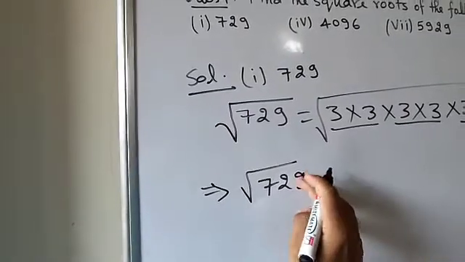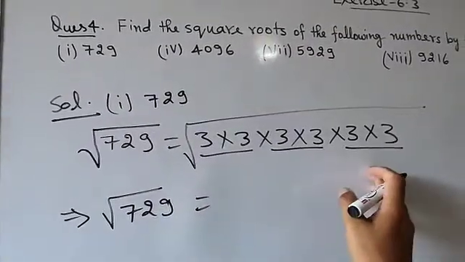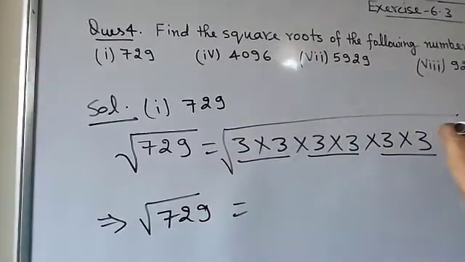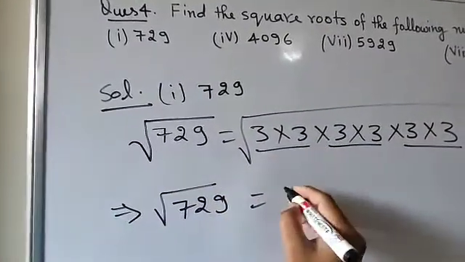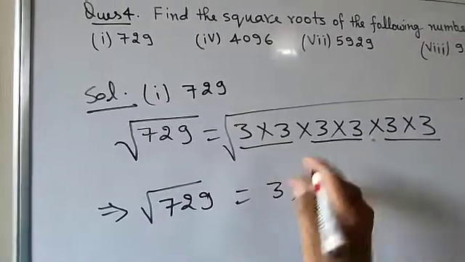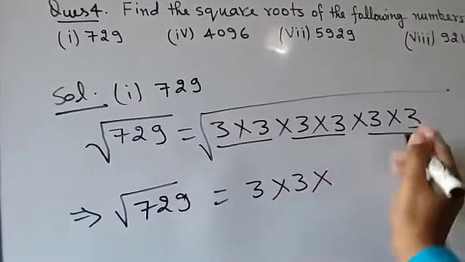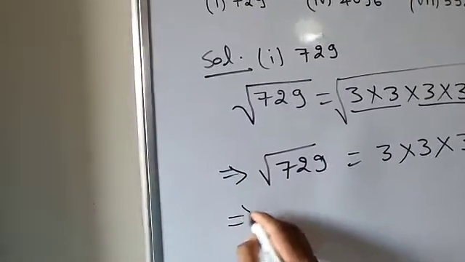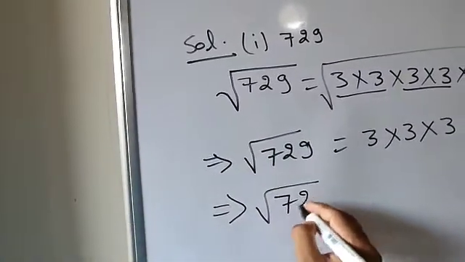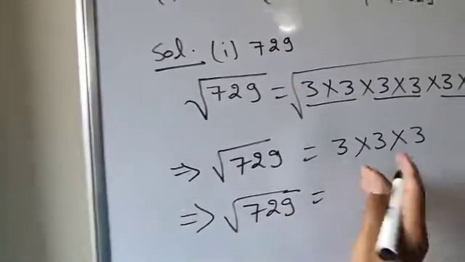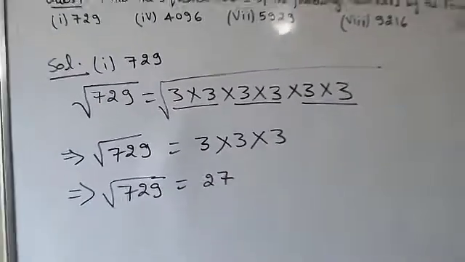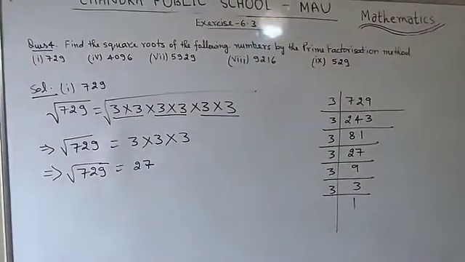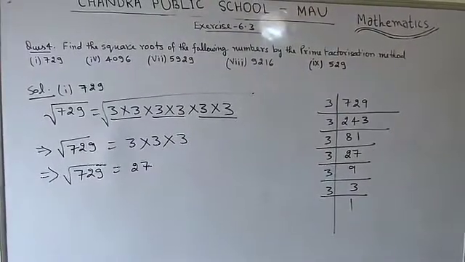It is equal to, you will pick one number from each pair, and the square root symbol will be removed. You will pick one number, like 3 from this pair, 3 from the second pair, and 3 from the third pair. So the square root of 729 is equal to 3 3s are 9, 3 9s are 27. So the square root of 729 is 27. This is the solution of the first part of question number 4.